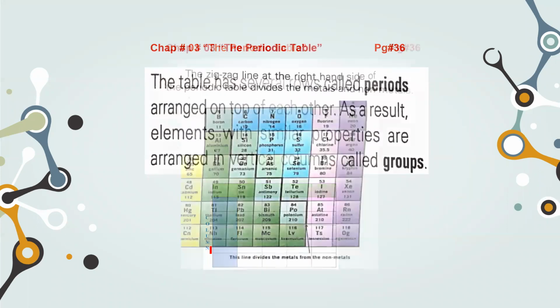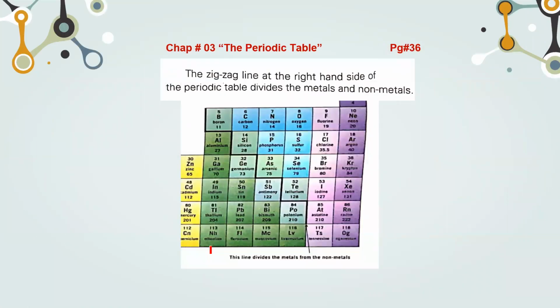The zigzag line at the right-hand side of the periodic table divides the metals and non-metals. Where is the zigzag line? Does anybody know about that zigzag line? Yes, sir, after here, boron. I can highlight the line from boron, silicon. This is also called the zigzag line. This is a zigzag line. This zigzag line divides the metals from non-metals.